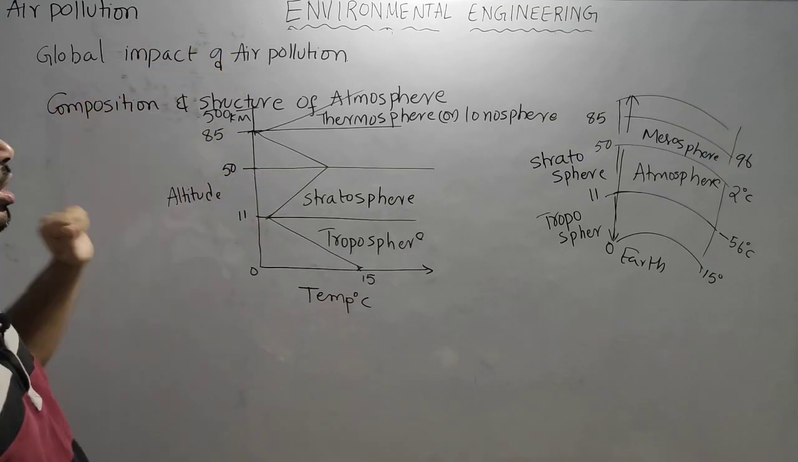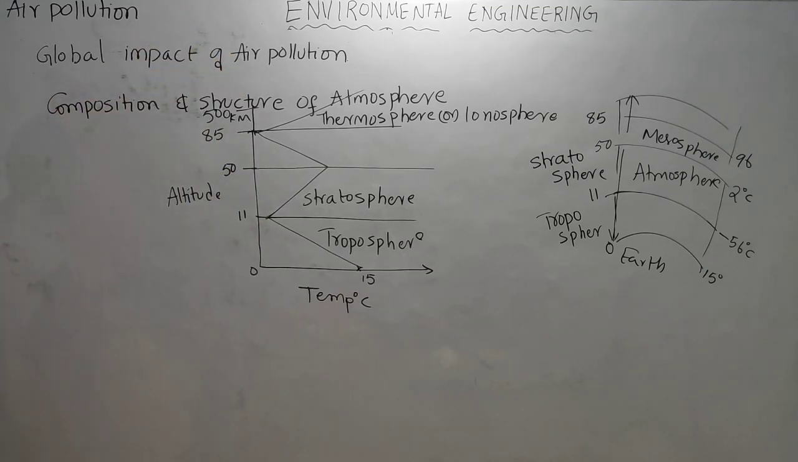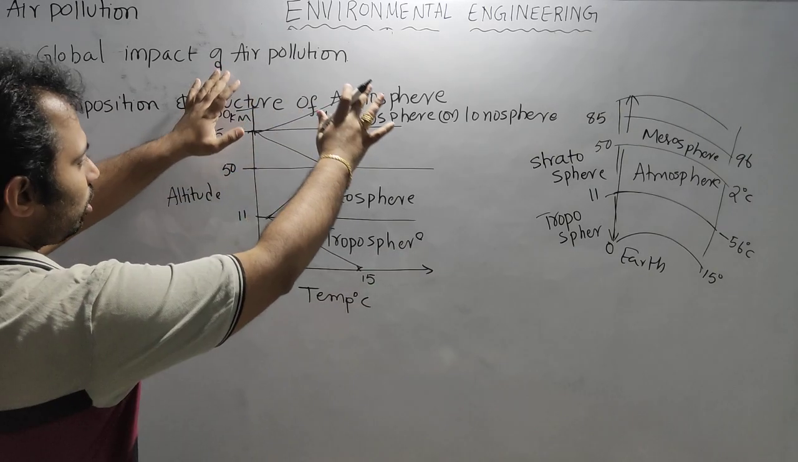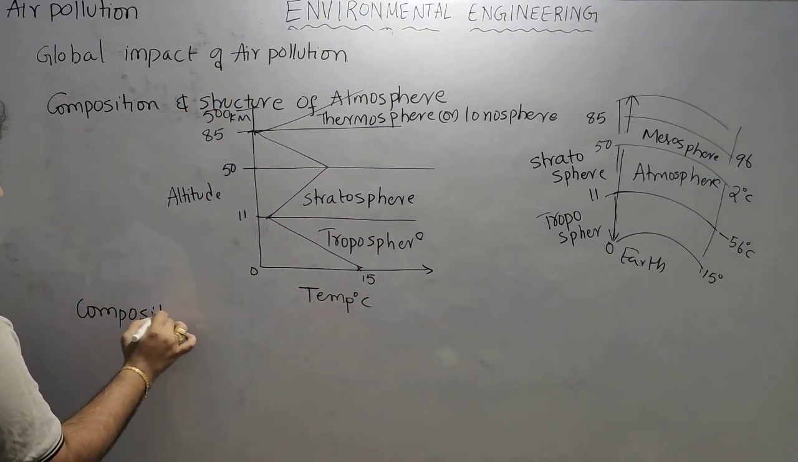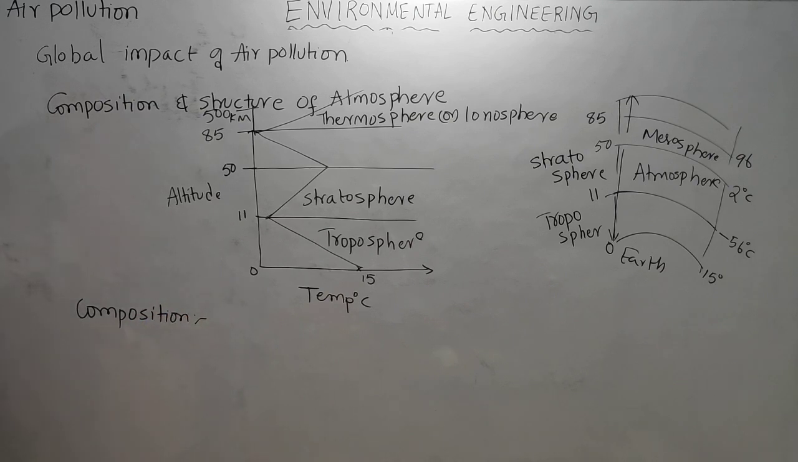So this is the structure of the atmosphere. What is the composition of the atmosphere? It contains the major compounds present in the troposphere. We generally talk about the troposphere; the rest of the layers we don't study much. In this troposphere, the air contains 78% of nitrogen.